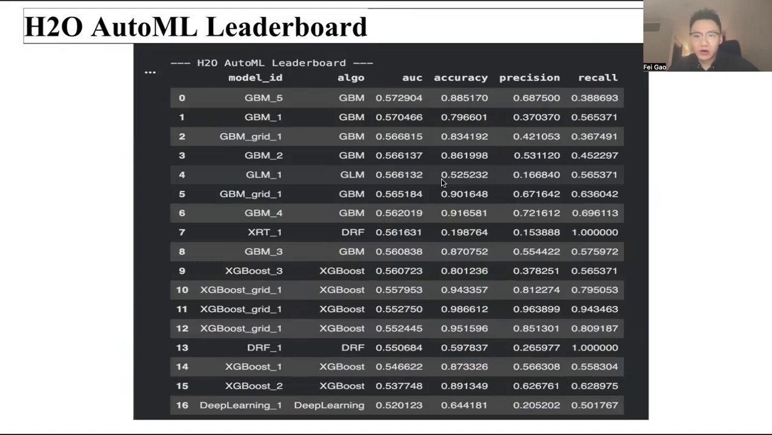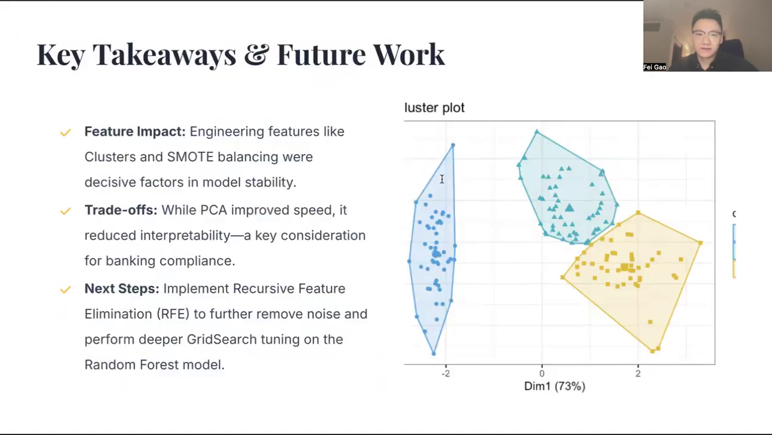I focused on recall and AUC, which stands for area under the curve. In credit approval, a false negative is a lost opportunity, but a false positive is a financial loss. The model named GBM 5 performed the best with an AUC of roughly 0.5729. It provided the best balance between catching bad applicants and approving good ones.